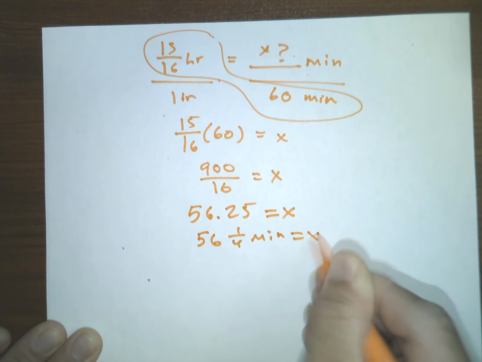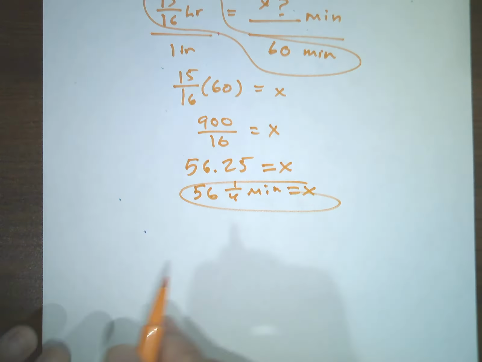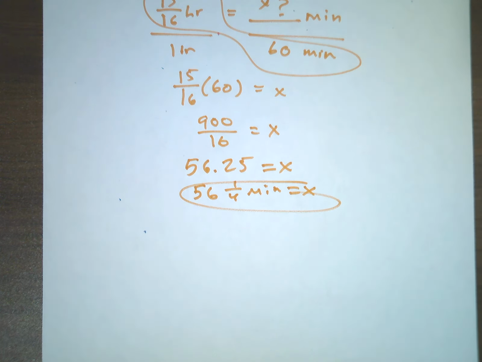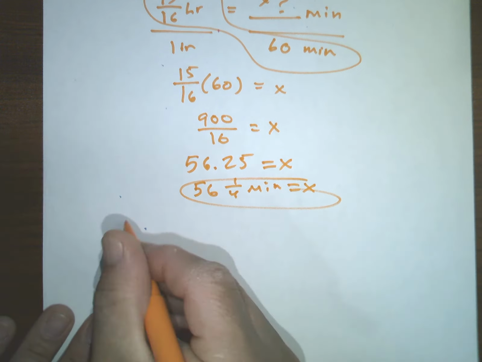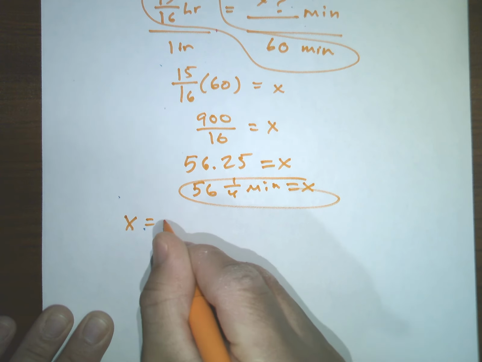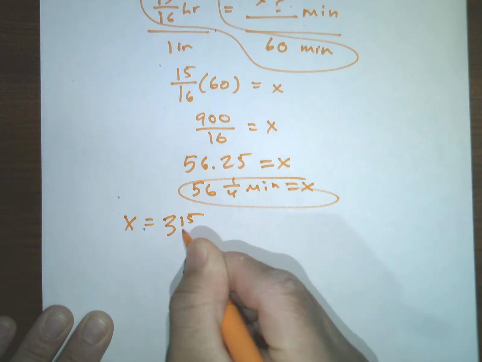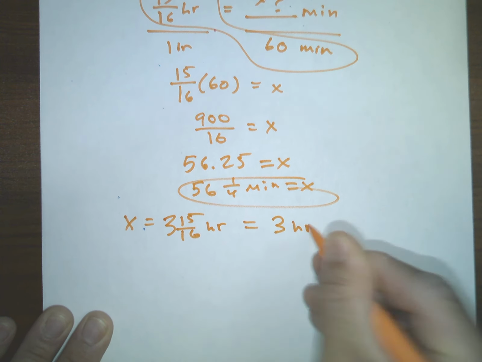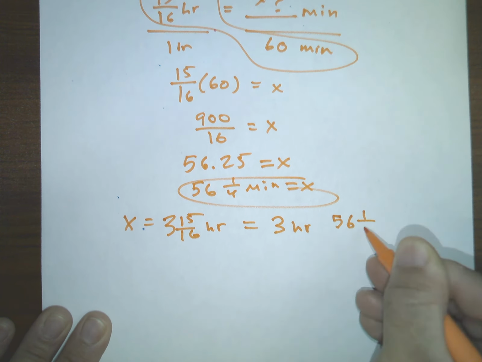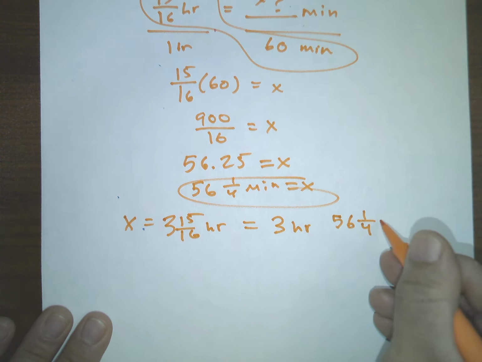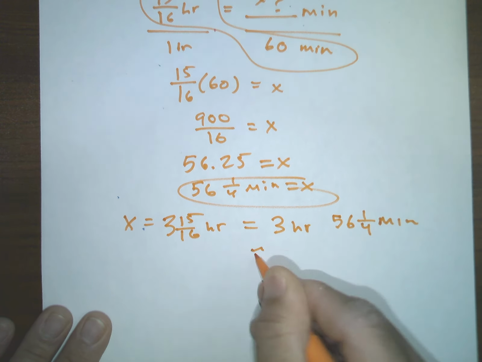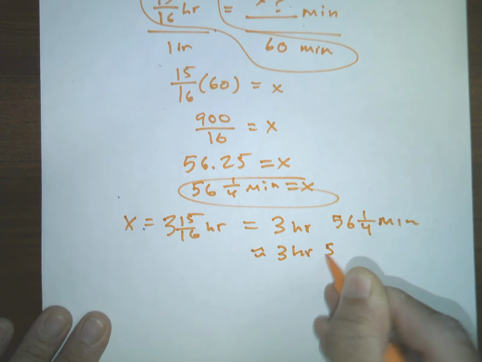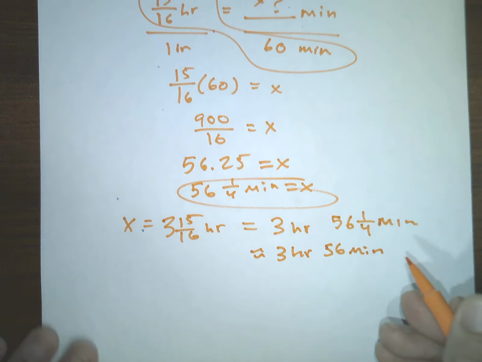All right, so then I know that the amount of time it takes Steve and John to work together to fix this car will be the original x, right? So 3 hours and 15/16 of an hour, or 3 hours and 56 and 1/4 of a minute. And so I just round that off to 3 hours and 56 minutes to the closest minute.